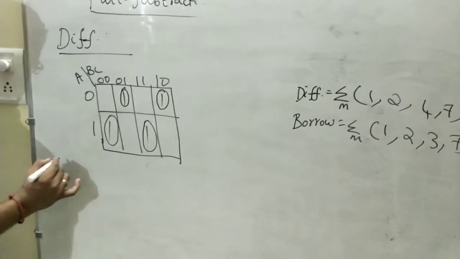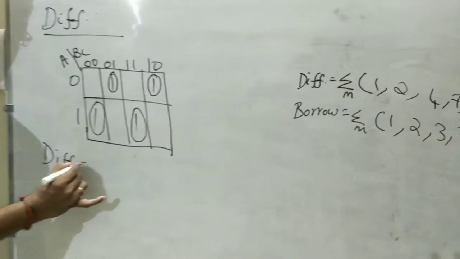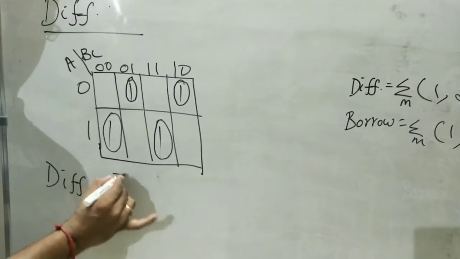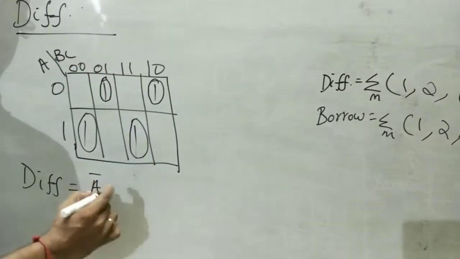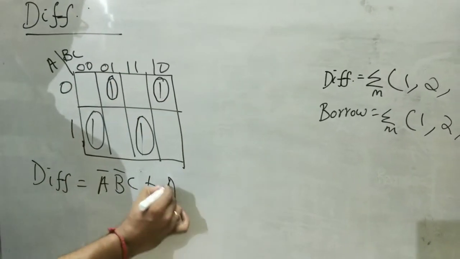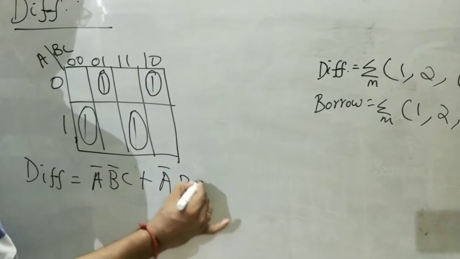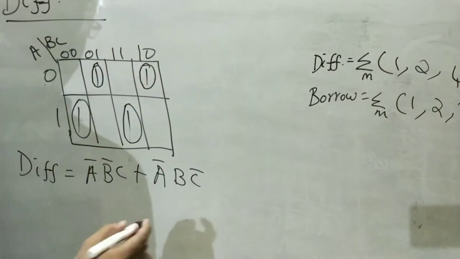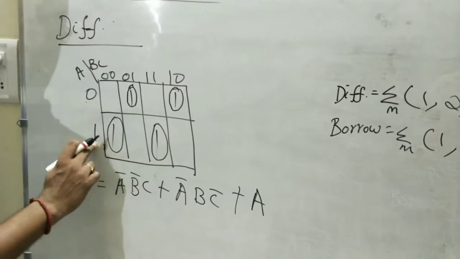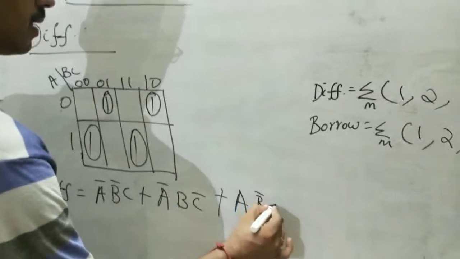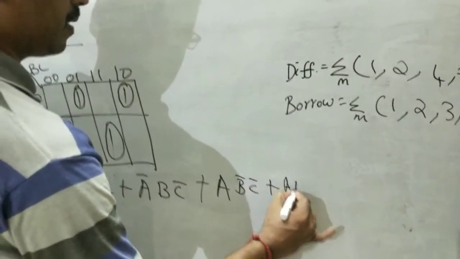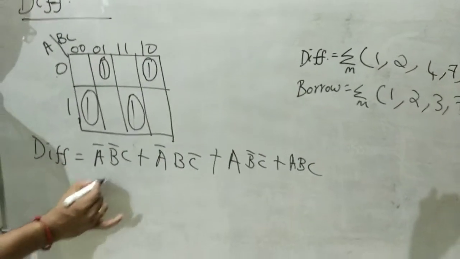Okay, so now we'll write the expression. Diff equal to, so for this one what we'll be getting, A dash, B dash C. Okay, for this term A dash B C dash, plus for this value A B dash C dash, for this value A B C. Okay, so now we will simplify it.